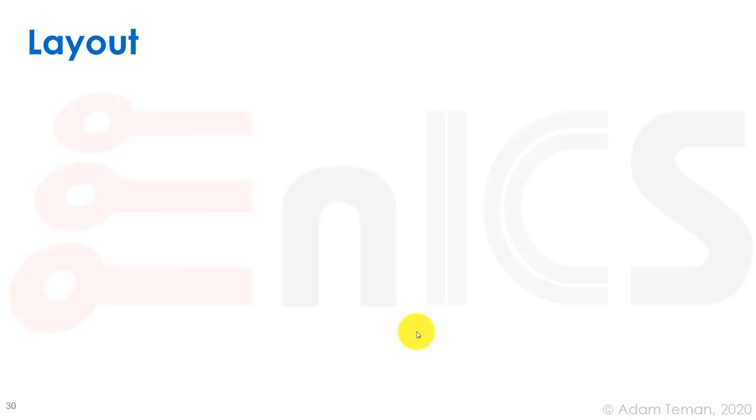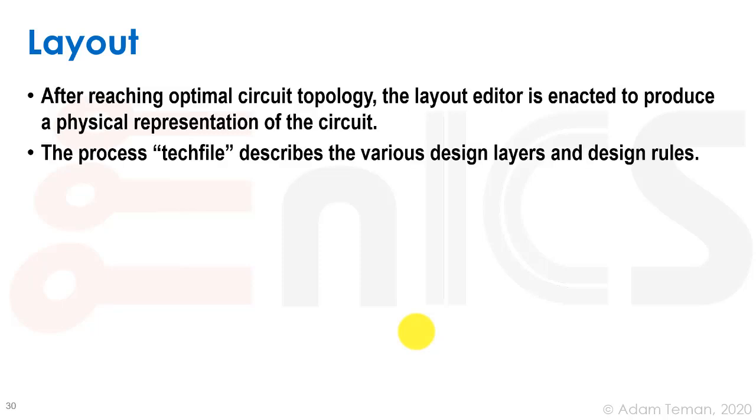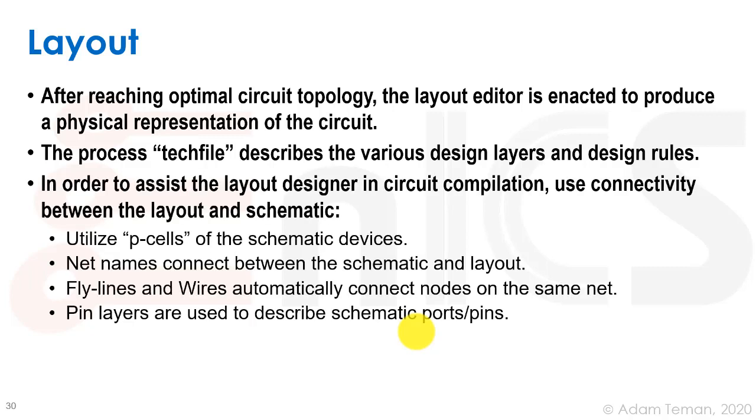Okay, layout. After we've got a good circuit topology, we can use the layout editor to produce a physical representation of the circuit. It uses a tech file to describe the various design layers and design rules. We do all kinds of things often to help this be faster. We use something called P cells or parameterized cells, where we can automatically generate a layout representation of different devices, like a MOSFET with a certain width and certain length and so forth.